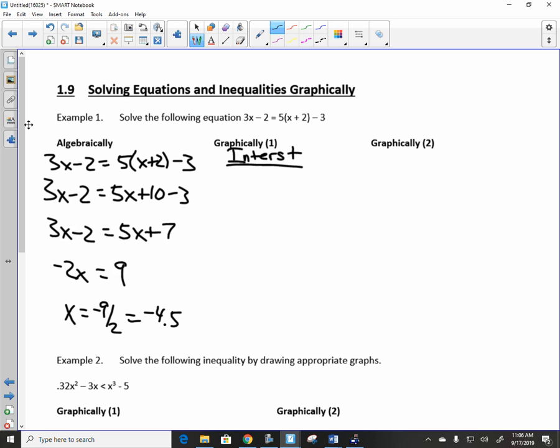I should learn how to spell intersect. So I'm going to create 2 equations. The first one is y equals 3x minus 2, and then the second one is y equals 5 times x plus 2 minus 3. So I took one side of the equation and have a y equals, and then the second side of the equation have a y equals. So that's going to make 2 lines. Wherever they intersect is going to be the solution.